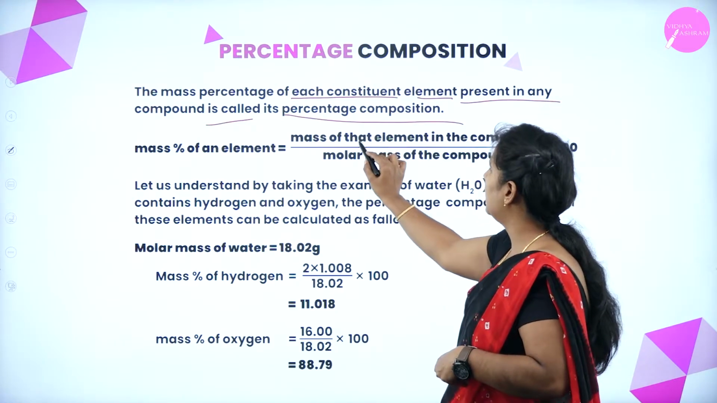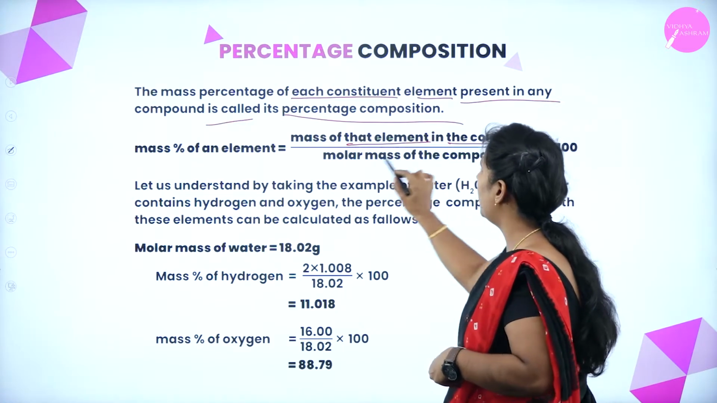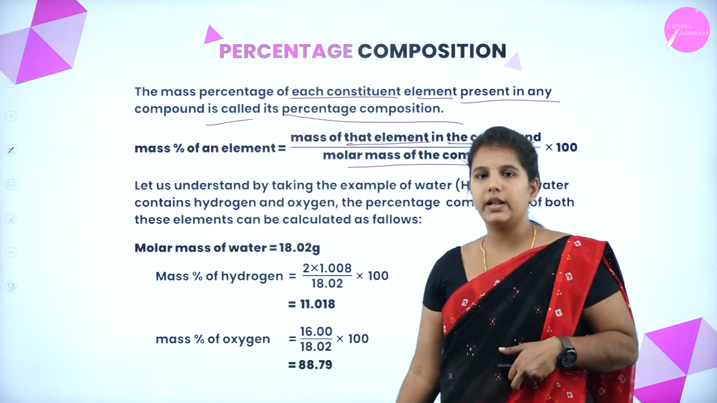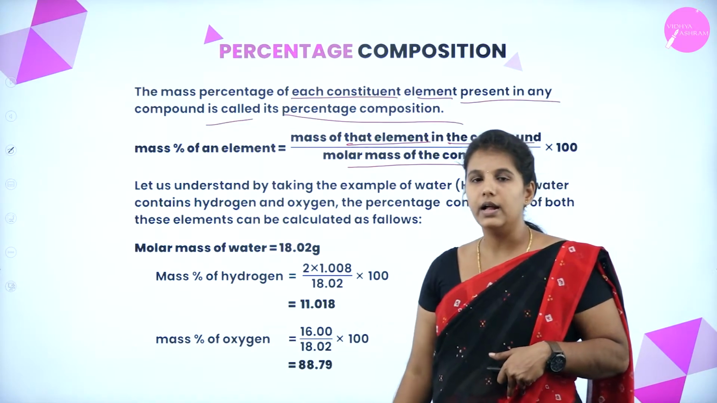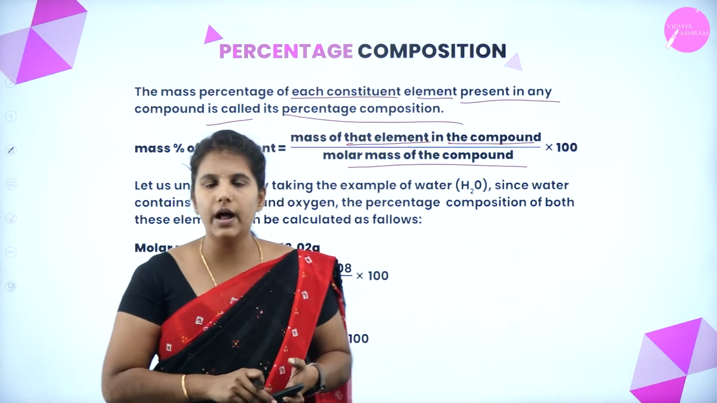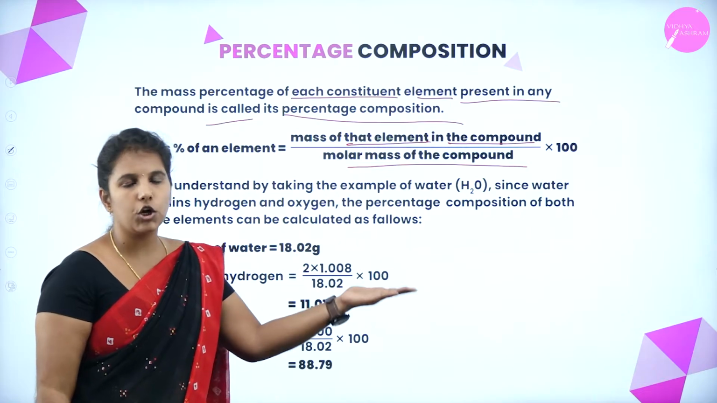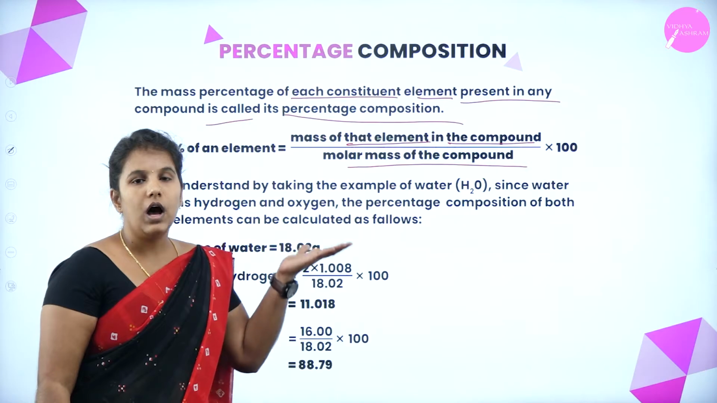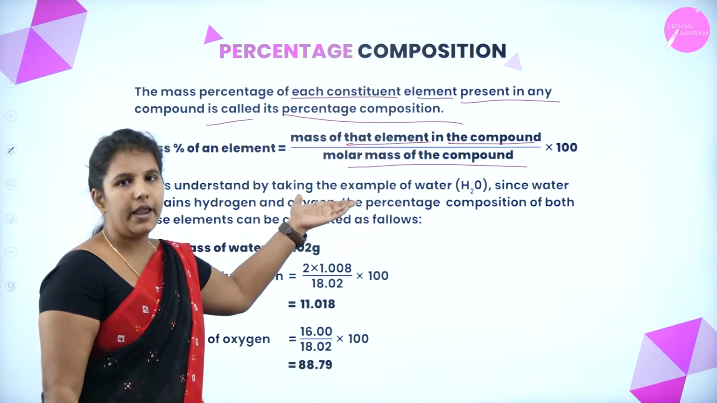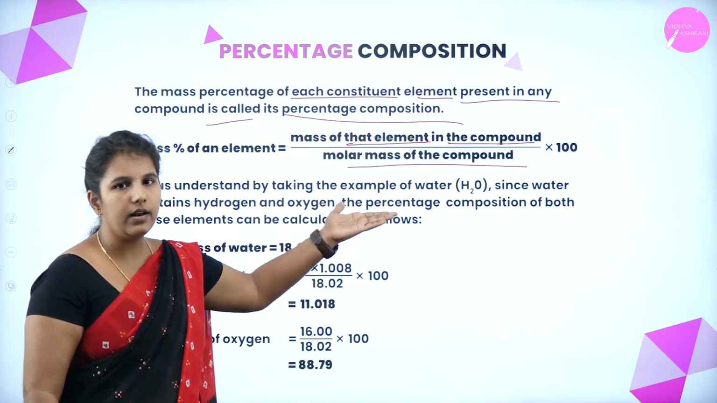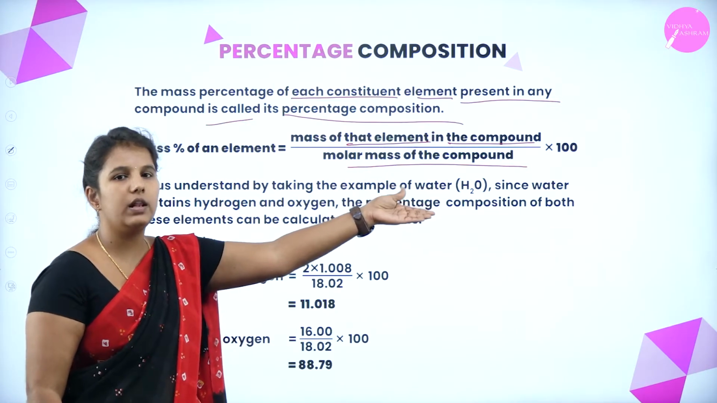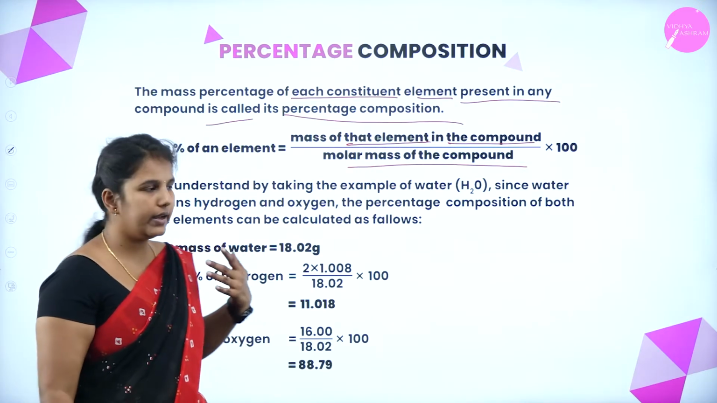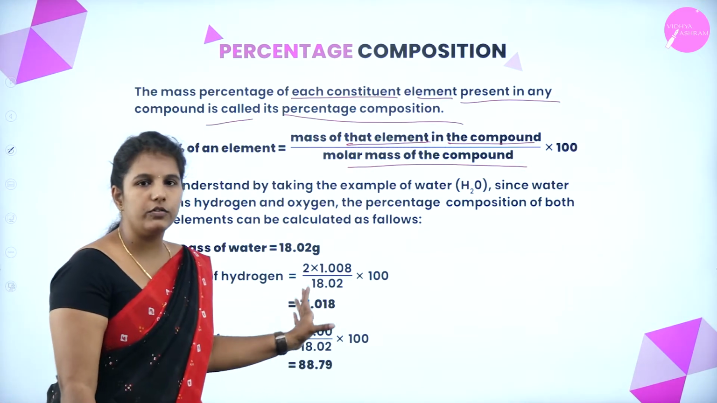Just by dividing the mass of that element in the compound by the molar mass of the compound, and multiplying by 100, you will get the percentage composition. So it's very easy. If somebody gives you a compound, how can you calculate the percentage composition? By using this formula: the mass of the element in the compound divided by the molar mass of the compound into 100. Here I have taken the example of water.